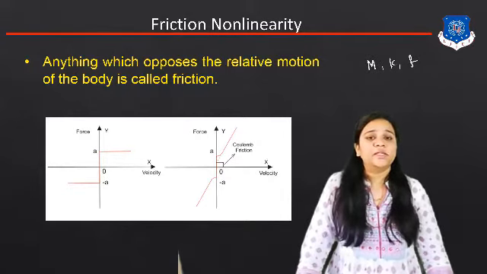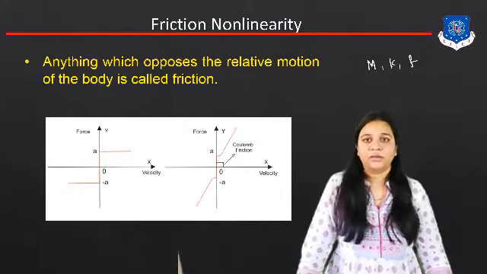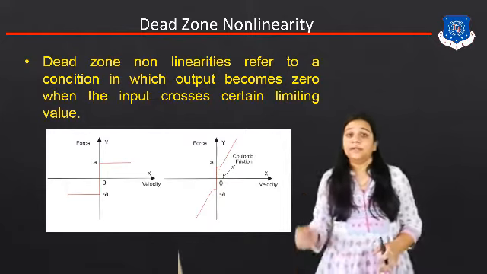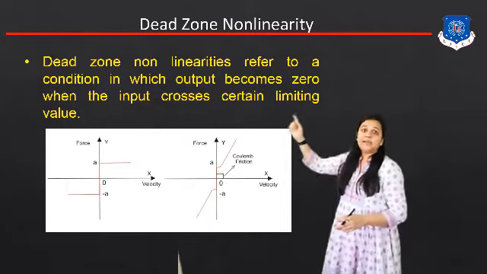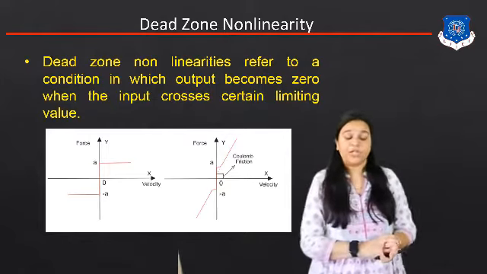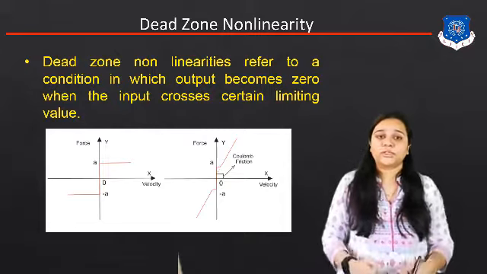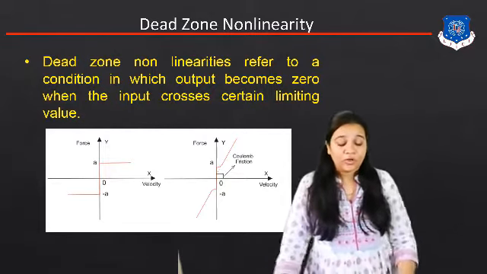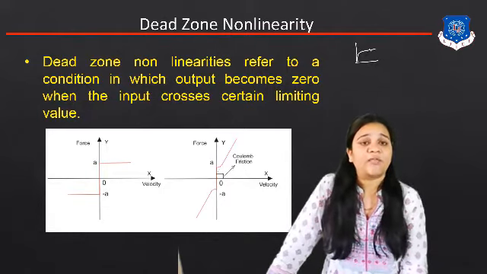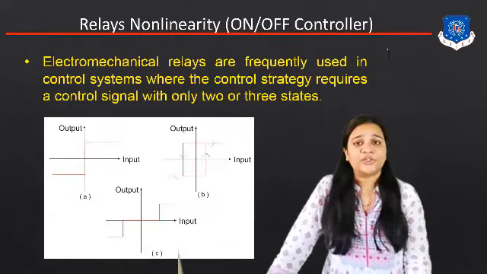We can get this type of output data. The third one is the dead zone non-linearity. Dead zone non-linearity refers to a condition in which output becomes zero when the input crosses a certain limit value. What is the saturation non-linearity? We can get the graph like this. After a certain value, we get some saturation value.